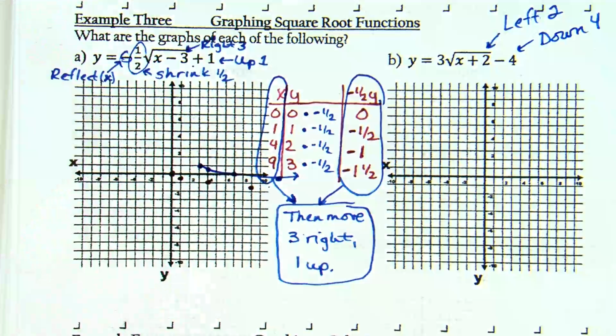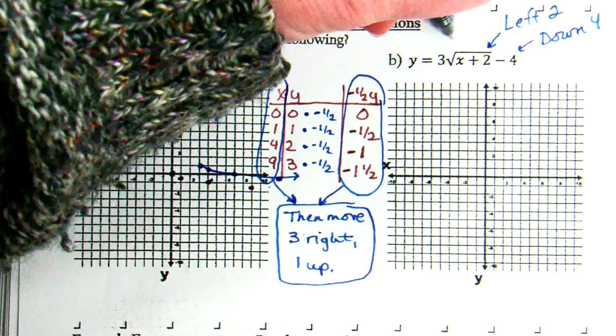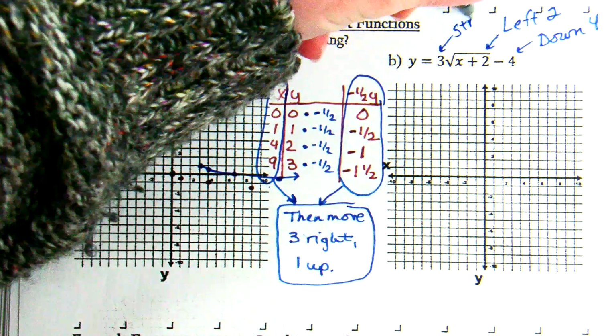Did you guys say the 3 or did you avoid the 3? What is that 3 doing? It's a stretch because it's a number bigger than 1. So it's a stretch by a factor of 3.